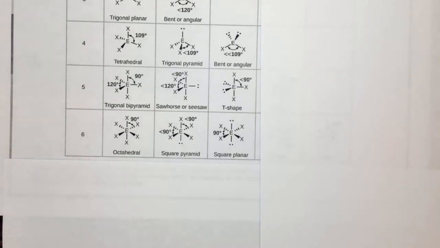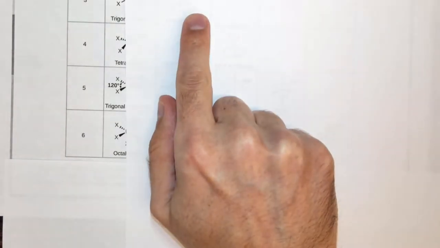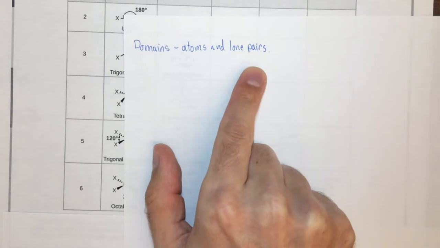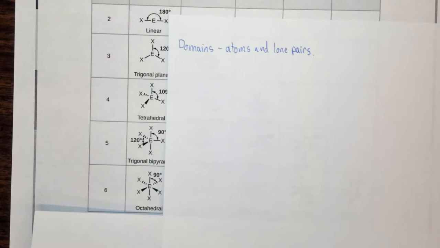So these are the different VSEPR geometries. Note that domains are counted as atoms and lone pairs. And once you draw the Lewis structure, if you want to find out which one your thing is, you're going to use this table, and the first thing you're going to do is count the domains. Again, at the end, we'll do several examples where we do exactly that.